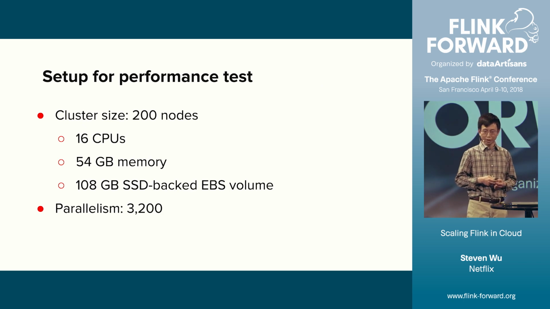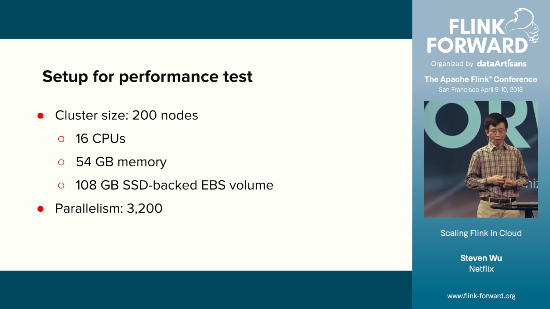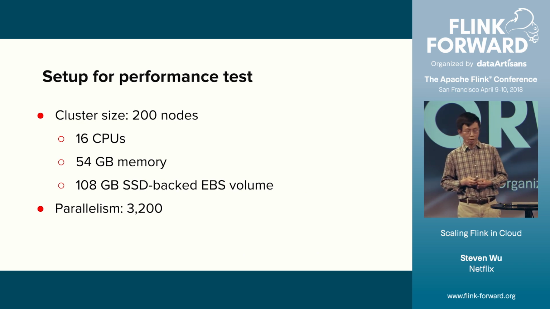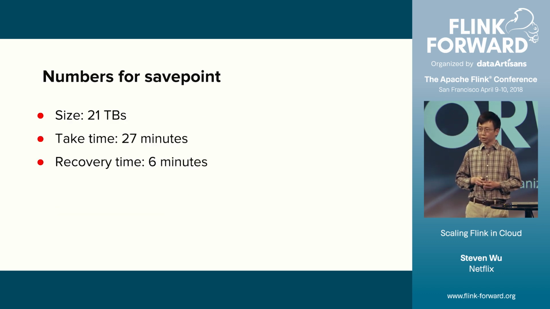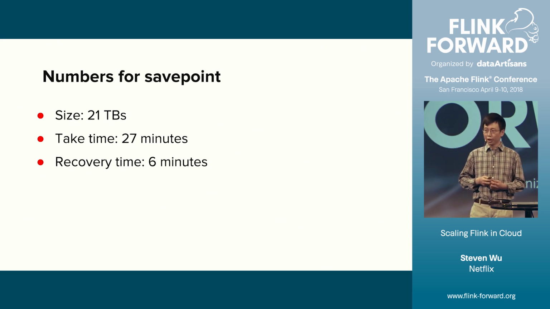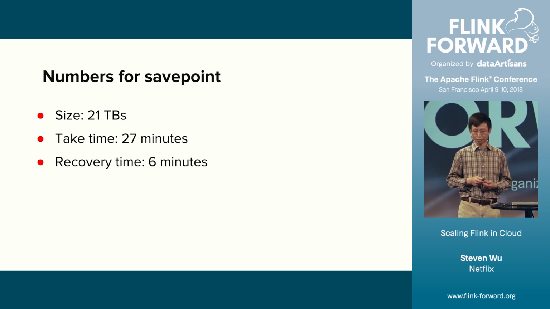This cluster has 200 task managers. Each task manager has 16 CPUs, 54 gigabytes of memory, and a little bit over 100 gigabytes of local disk. It has a parallelism of 3,200, which matches the number of CPUs in the cluster. We first take a savepoint in Flink. For people who are not familiar with savepoint, it is like a checkpoint, but the main difference is that a savepoint allows you to rescale the job with a different parallelism. With a checkpoint, you cannot rescale the job with a different parallelism.